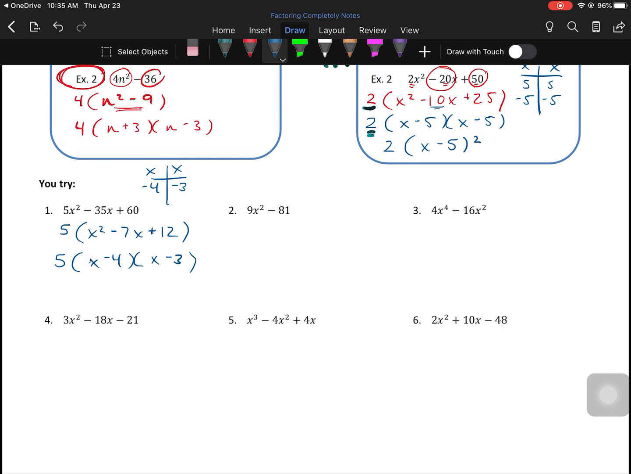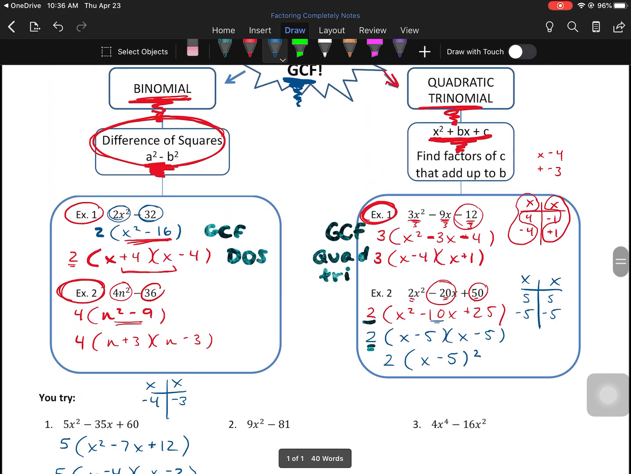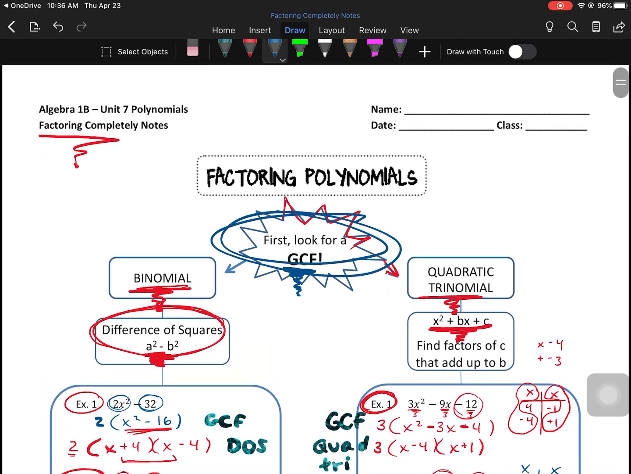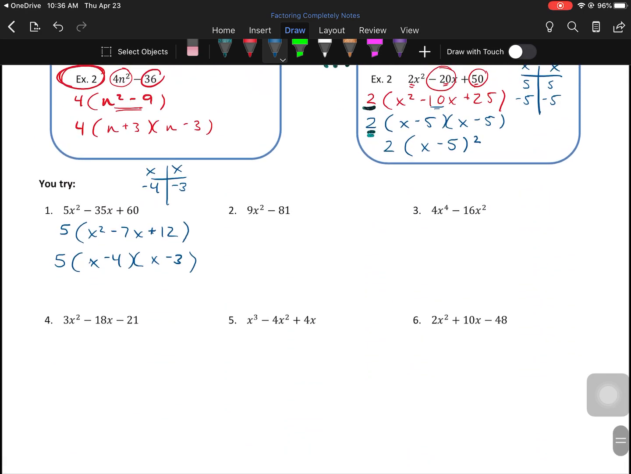So they multiply to +12 and add to -7. So I'm going to write x minus 4, x minus 3. For number 2, because it looks like it's a binomial, but we always said we have to find the GCF first. So my GCF here is 9. I'm going to divide both things by 9. I get x squared minus 9, because 81 divided by 9 is 9. Factor that out. That's a difference of squares. That's x plus 3, x minus 3.